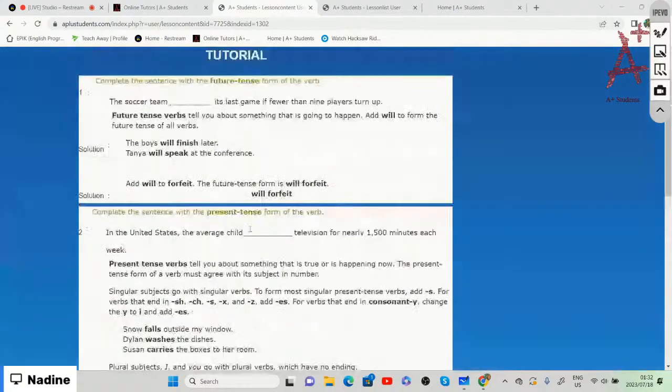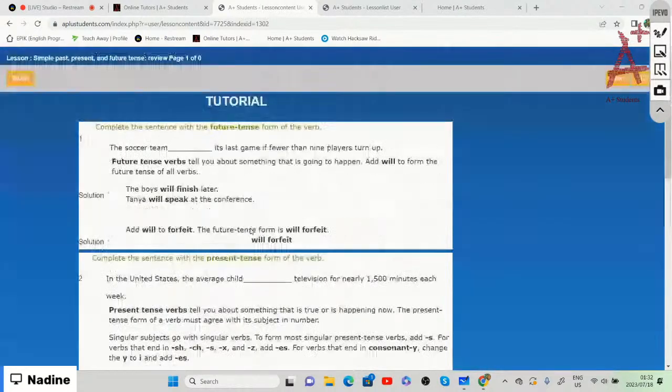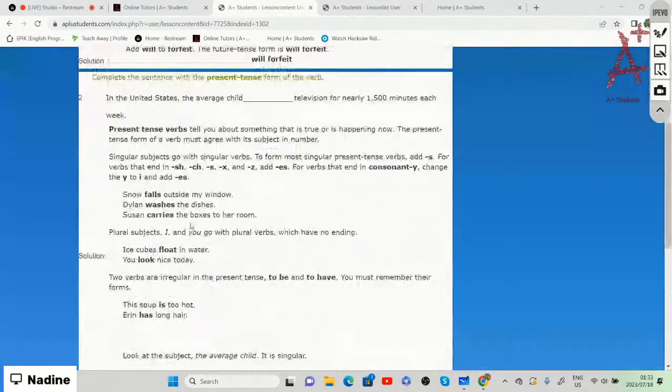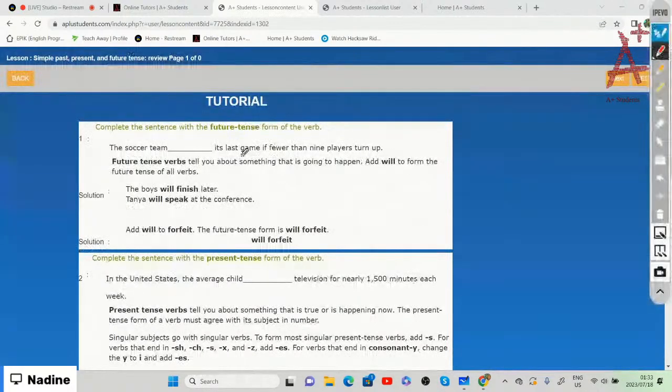All right, so that is the present tense verbs. So now if we go on to the future tense verbs, up here. Future tense verbs will tell you about something that is going to happen, meaning it must still happen, because the future must happen. It hasn't happened yet. So the future tense verbs tell you about something that is going to happen.